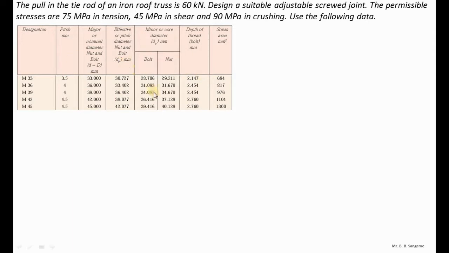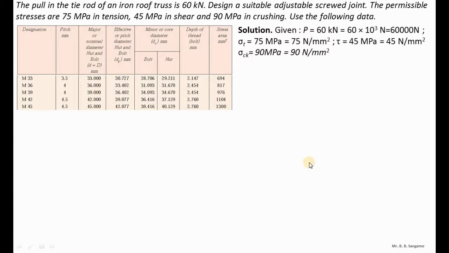bolt or threads or the pitch of the bolt. We are going to refer to this data which is already provided in the numerical. So let us see what we have in the given.